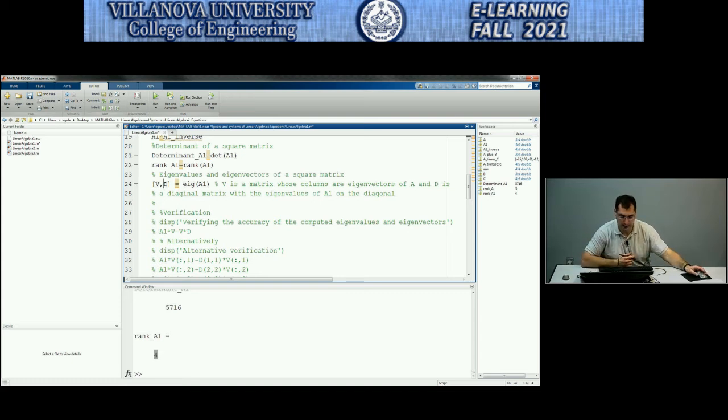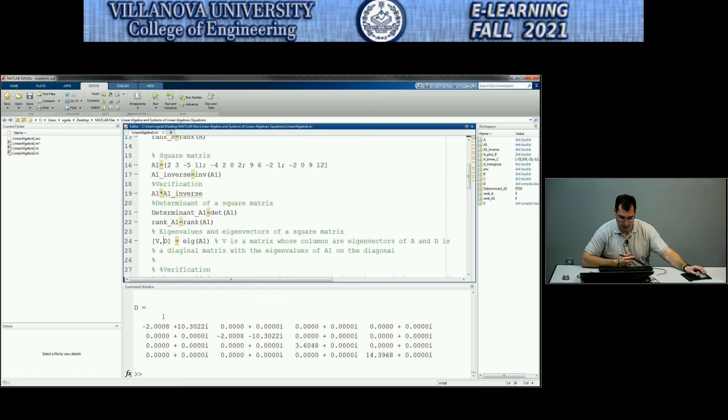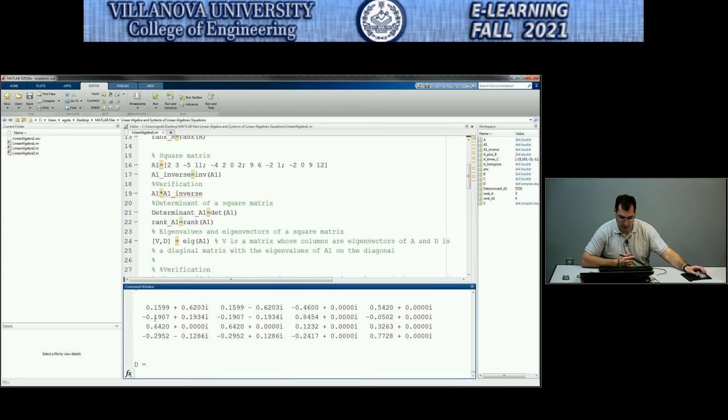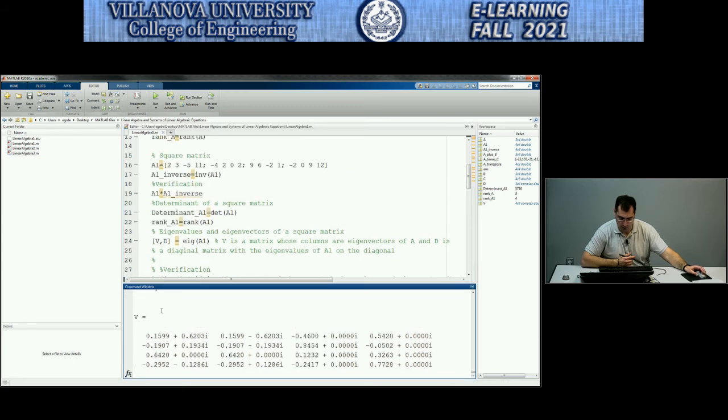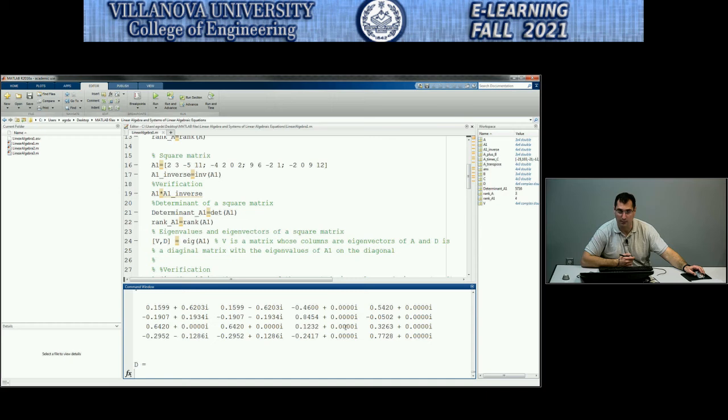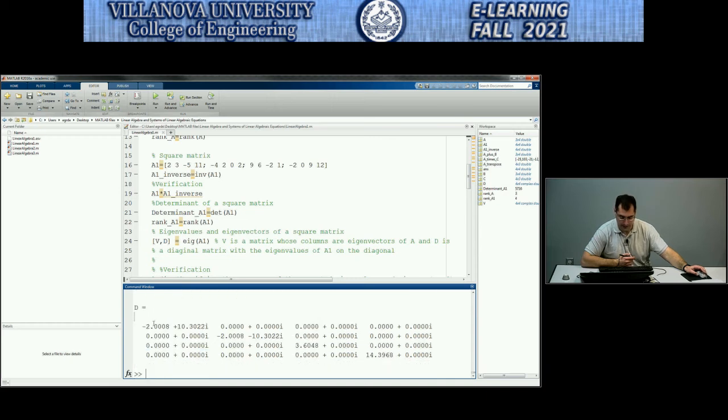So if you hit that, you're going to get this. V is a matrix whose columns, the first, second, third, and fourth column, are eigenvectors of the matrix A, which are complex in general. And D is a diagonal matrix. You can see that this is indeed a diagonal matrix with the eigenvalues of the matrix A on the diagonal. So this is how you can extract those eigenvalues and eigenvectors.